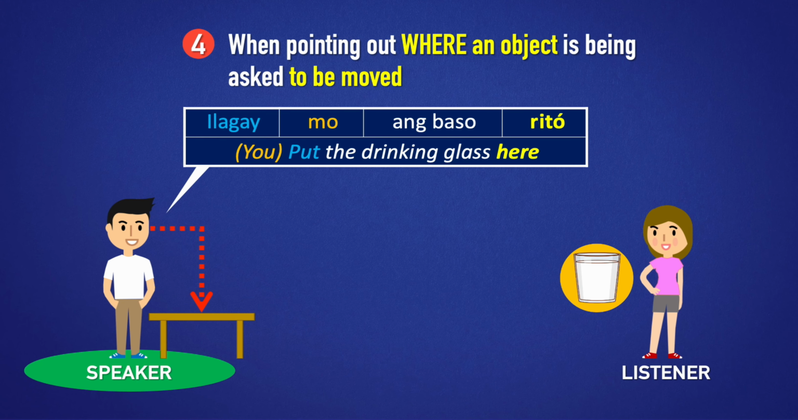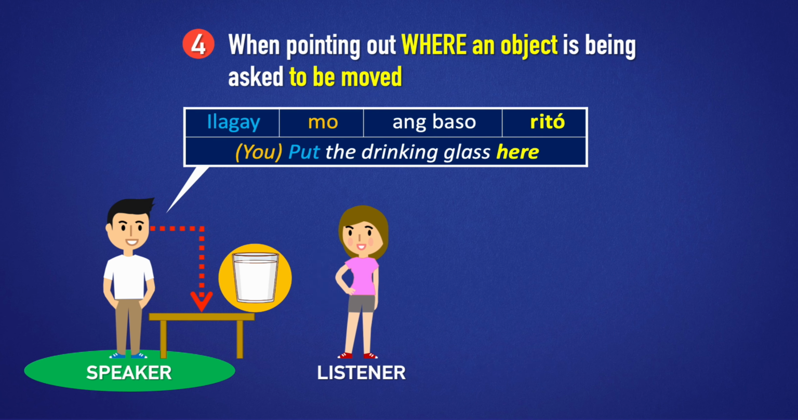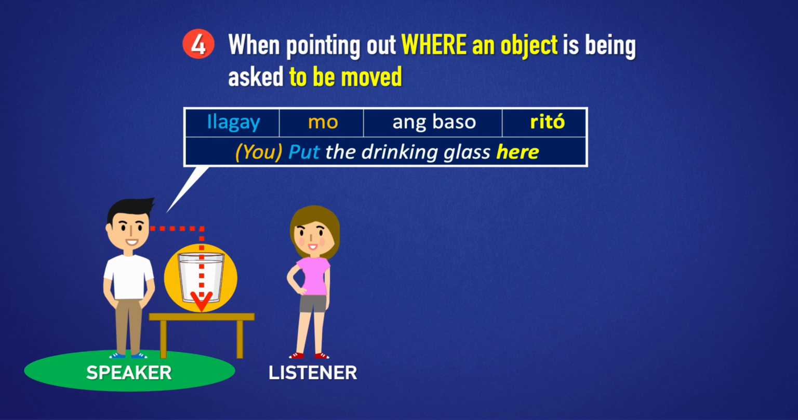Number 4, when pointing out where an object is being asked to be moved, like ilagay mo ang baso rito. Put the drinking glass here. The new location where the drinking glass is being asked to be moved is rito, here.